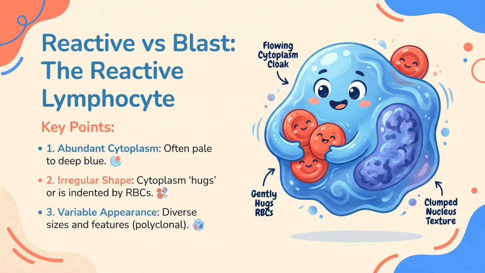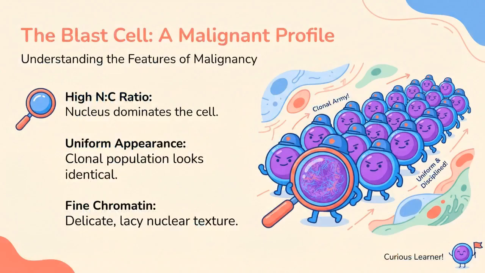In contrast, a blast cell, as we've discussed, has a high nuclear to cytoplasmic ratio, scant cytoplasm, and a more uniform appearance within the blast population, indicative of a clonal process. Mastering these distinctions is vital for avoiding misdiagnosis, and we'll delve deeper into the specific features of blast cells next. Now, let's turn our attention to the blast cell itself, the critical indicator of acute leukemia.